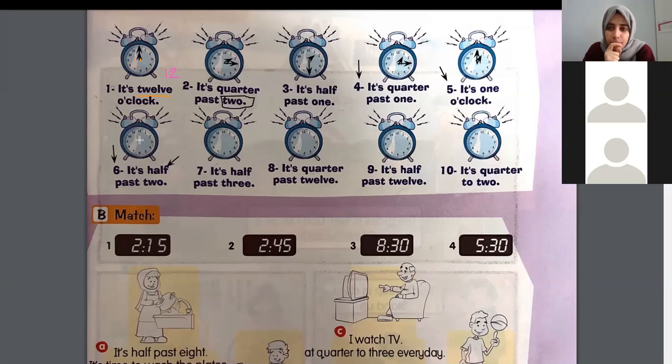9 means quarter to. I only put the long hand at 9 if I see quarter to. I don't have quarter to now. I have half past. So 3 or 6 or 12?